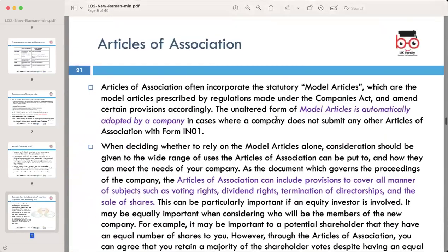So articles of association often incorporate the statutory model articles provided by the Companies Act. These model articles are automatically adopted if a company does not submit any other articles of association. Considering the wide range of applications, articles of association can cover crucial subjects like voting rights, dividend distributions, termination of directorships, and share sales. This flexibility is especially significant when accommodating the needs of equity investors or determining membership arrangements.